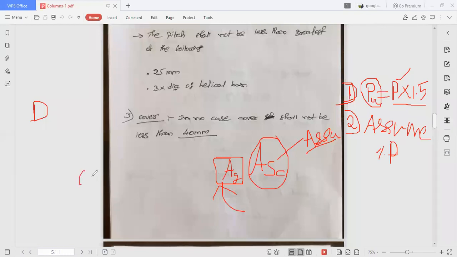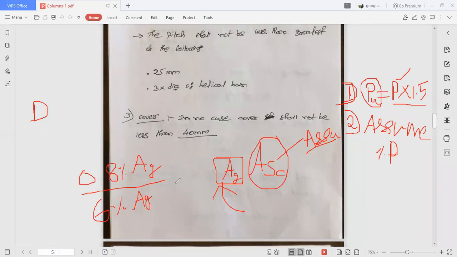We know that the minimum percentage of steel is 0.8% of gross area. This is minimum. Maximum is 6% of gross area. In any column which is to be constructed in India, you have to follow the IS 456 code. That code says that the minimum reinforcement must be not less than 0.8% of gross area, and it should not be greater than 6% of gross area. This is the condition. You can select any percentage in between these two.